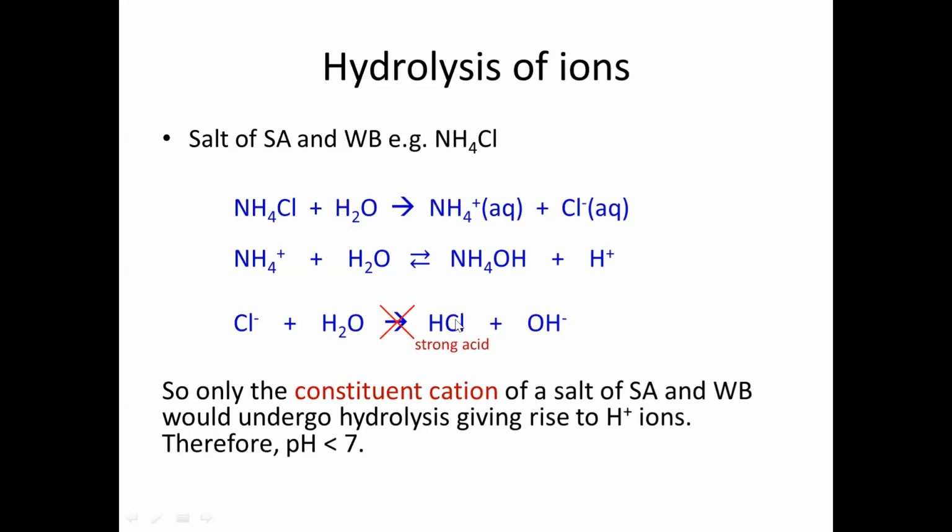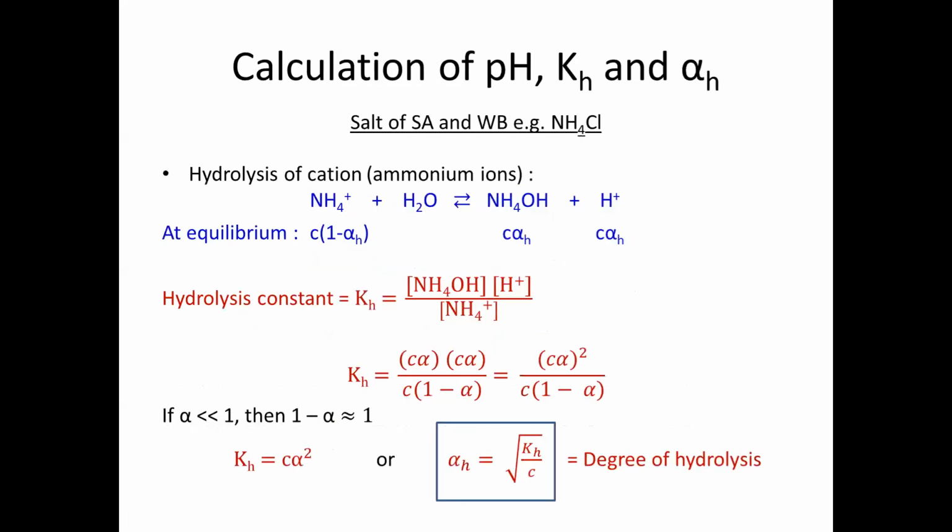So we say that only the constituent cation will undergo hydrolysis in such type of salt, giving rise to H plus ions in the solution, and hence the pH of such types of salt will always be less than 7. Because we are producing more H plus ions, this will be an acidic solution. So let us calculate the pH, hydrolysis constant, and the degree of hydrolysis for such salts.